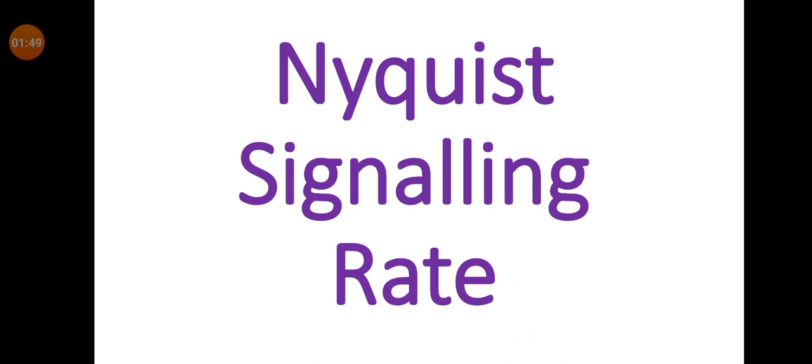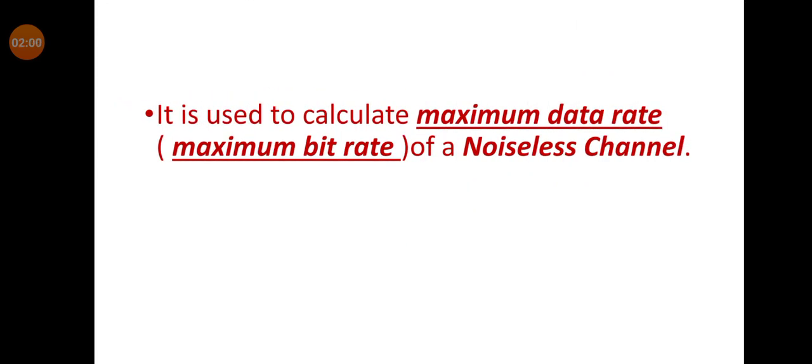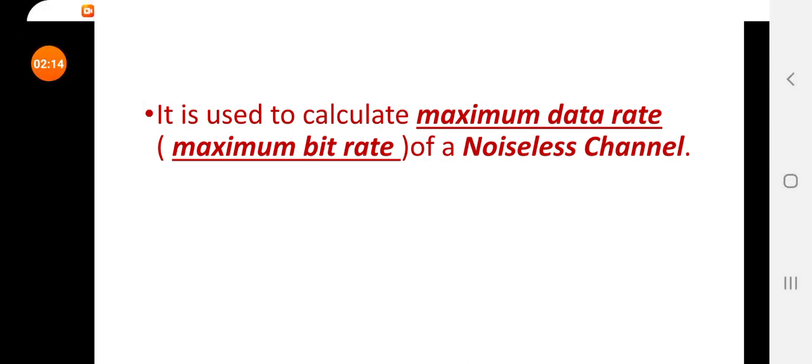So this is also one of the theorems used to calculate the maximum data rate or channel capacity. So now what this Nyquist theorem will do is, it is used to calculate maximum data rate or maximum bit rate of a noiseless channel. So already you know the Shannon channel capacity we used to calculate maximum data rate of a noisy channel, whereas Nyquist theorem is used to calculate maximum data rate of a noiseless channel.